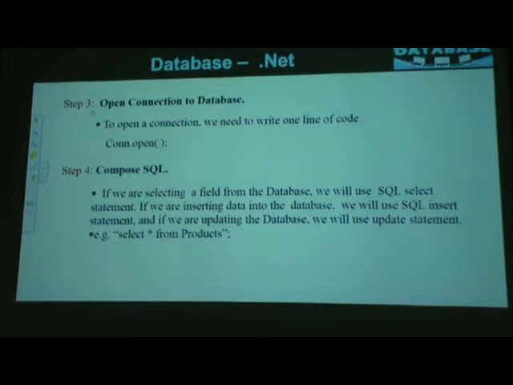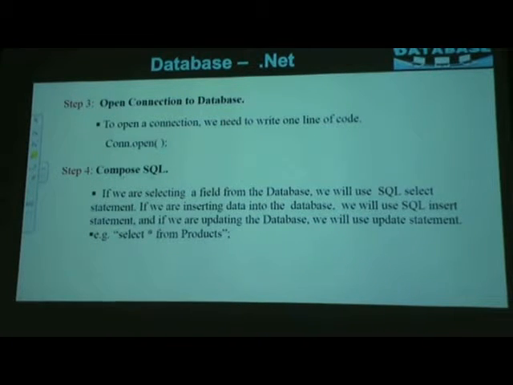So first, we identify the connection string. Second, we identify the connection object. Step 3, open connection to database. To open a connection, we need to write one line of code. The connection object we created, just open, that's it. So we open a connection.